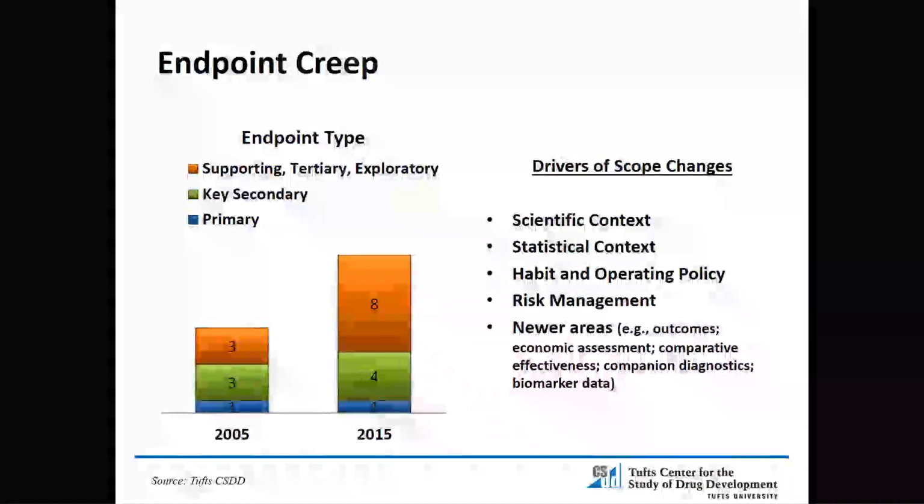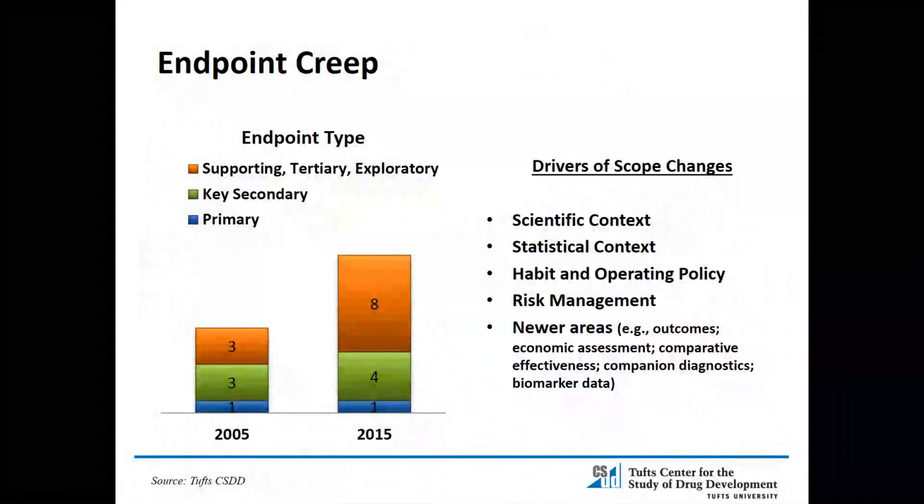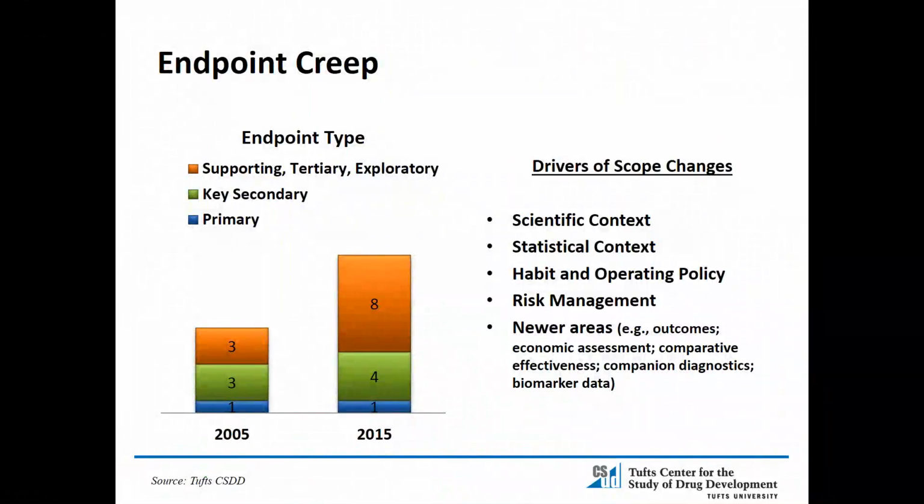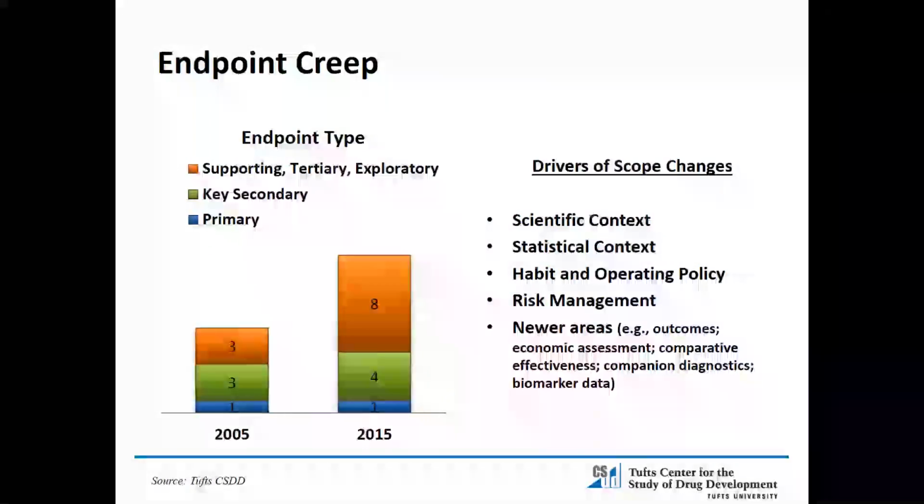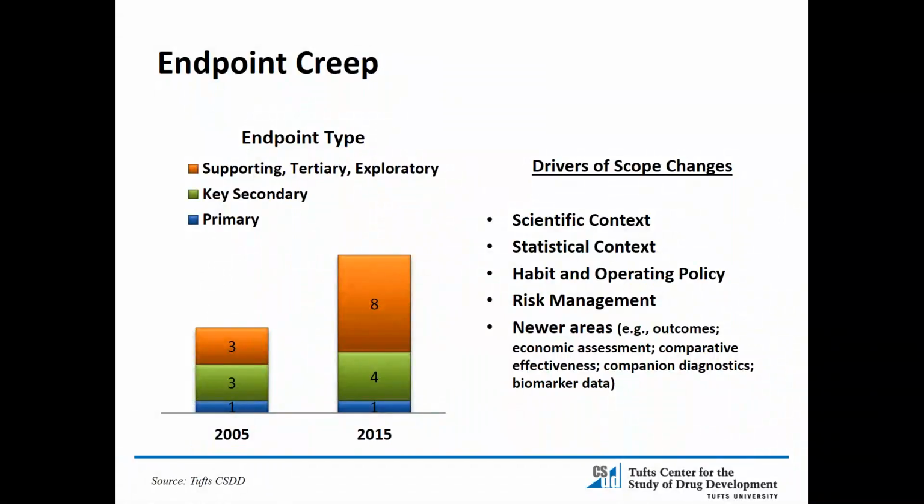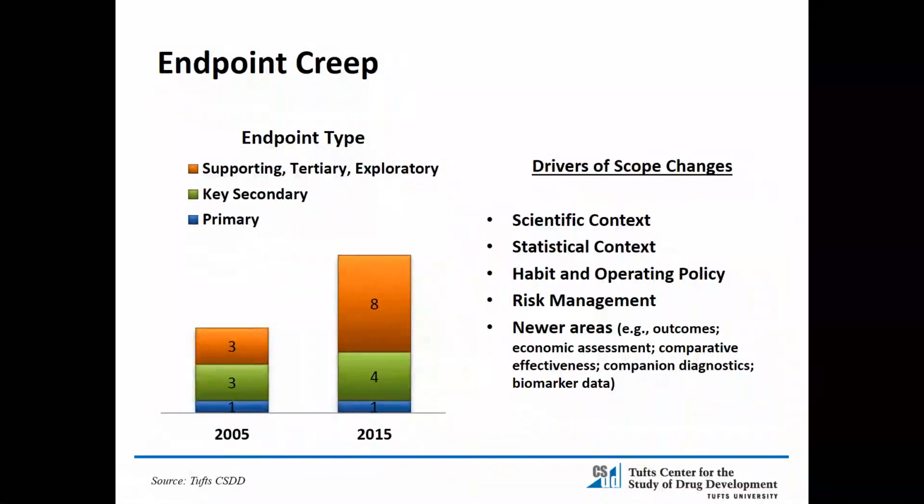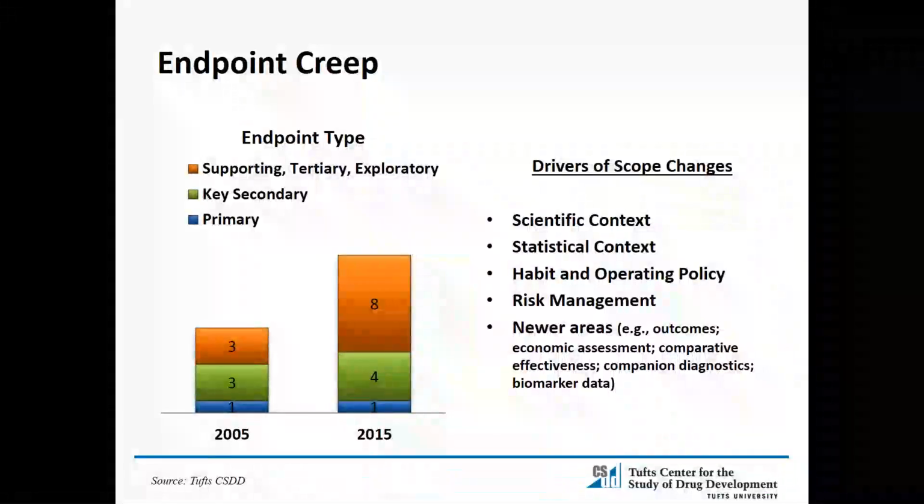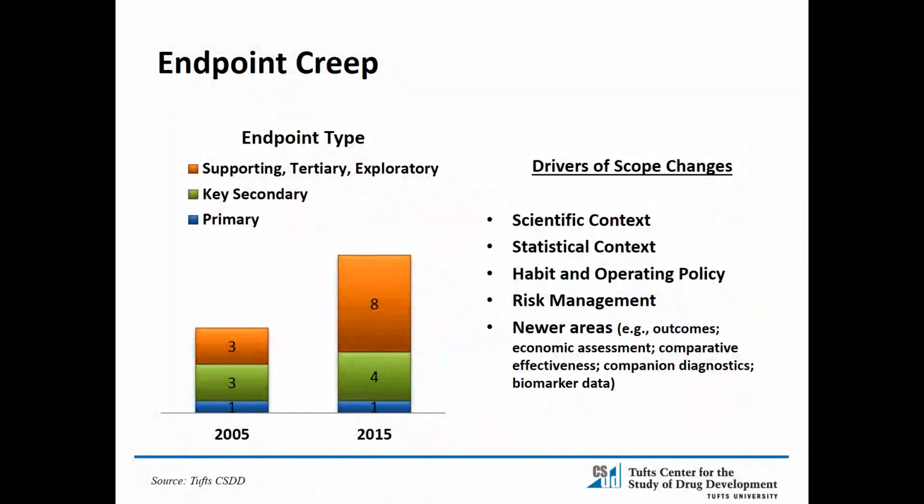Our endpoints, if we look at those two different time horizons, have seen growth primarily in one area, and that's in the area of the supporting and tertiary and miscellaneous or exploratory endpoints. The typical protocol still has one, possibly two primary endpoints and several key secondary endpoints, but all of that additional endpoint creep and increase in scope is coming in that other area, the supporting and the tertiary and exploratory area.